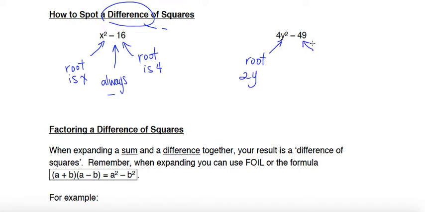And what is the square root of 49? Well, that's 7. 7 times 7 is 49. So that's a perfect square, and it has a subtraction sign in between, so it's always a subtraction. So these are both difference of squares, so that's important to remember. The first term is a perfect square, the second term is a perfect square, and there's always a subtraction sign in the middle.